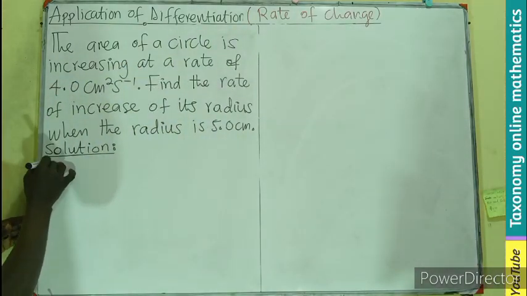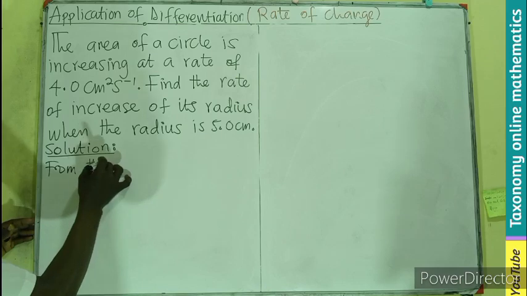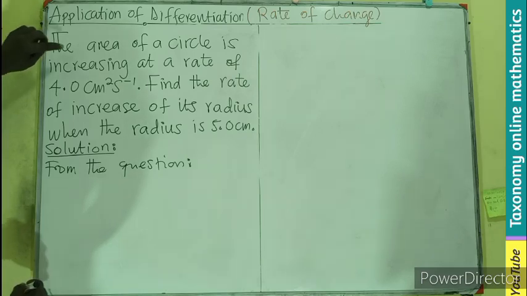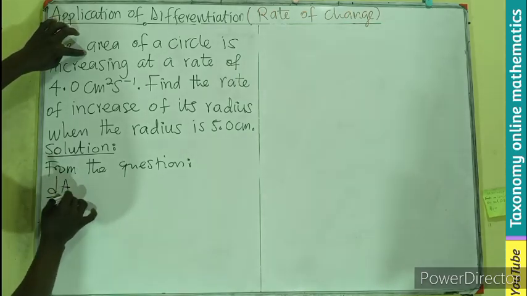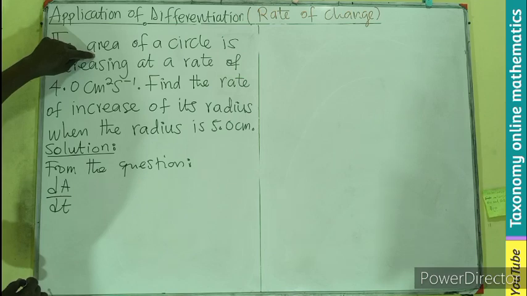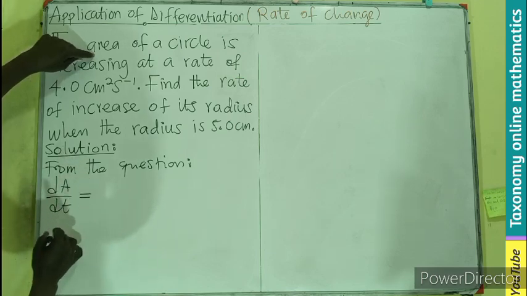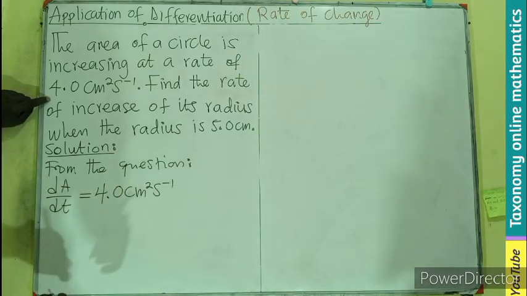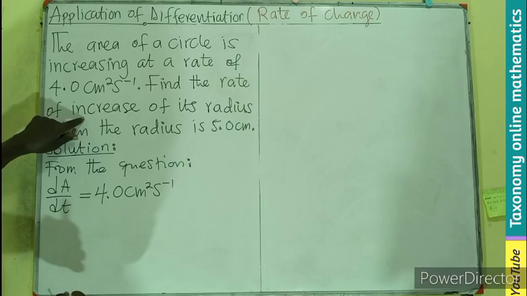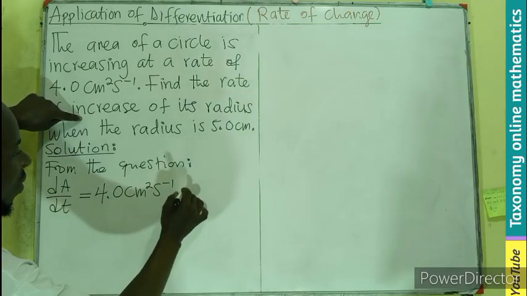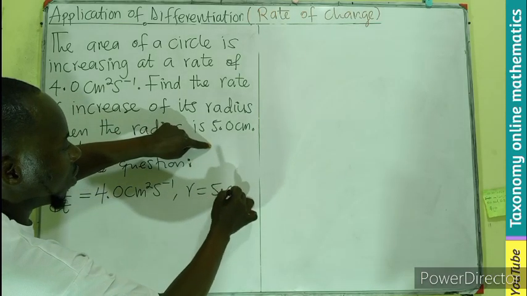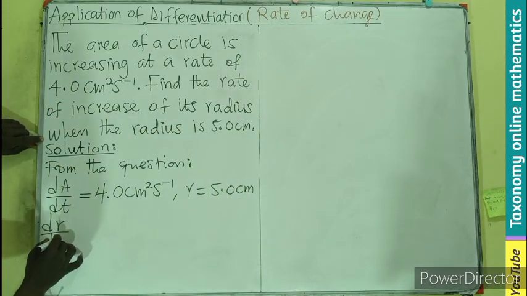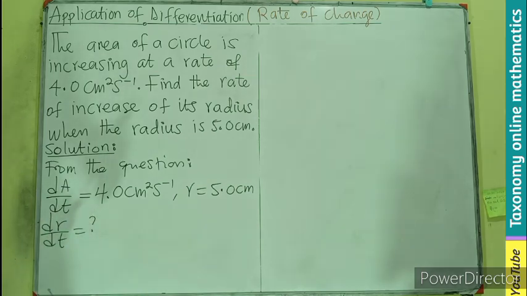So from the question, we have dA dt, the rate at which the area is increasing with respect to t, given as 4.0 centimeters square per second. We have to find the rate at which the radius is changing. We also have the radius given as 5.0 centimeters, and we are asked to find dr dt. So this is the information we have for the question.